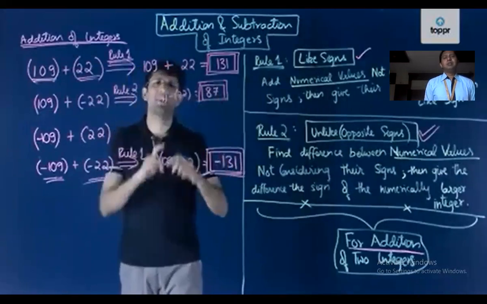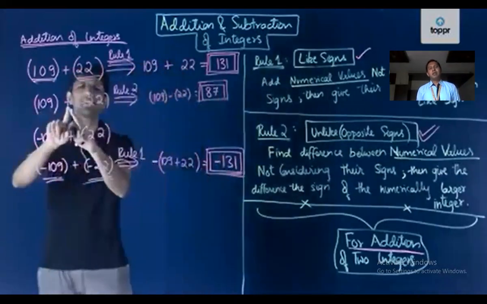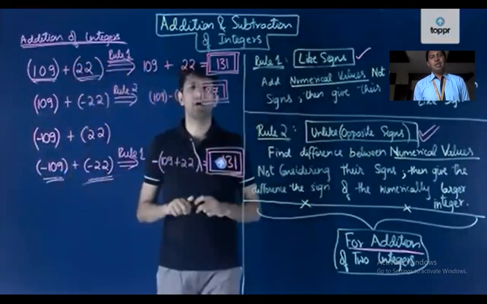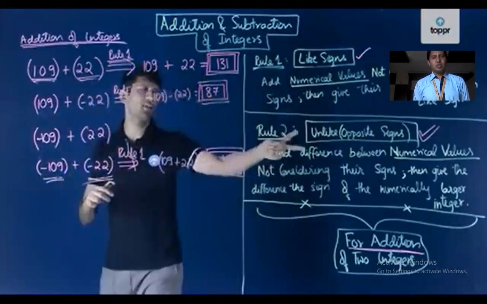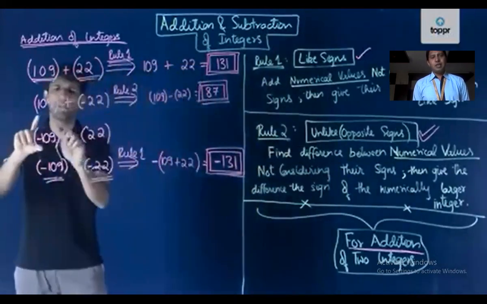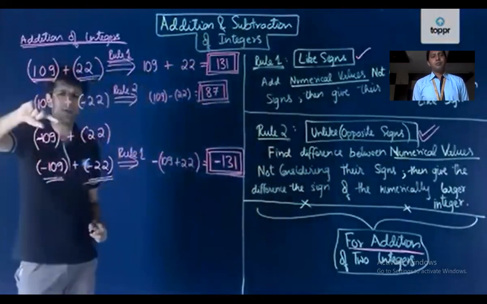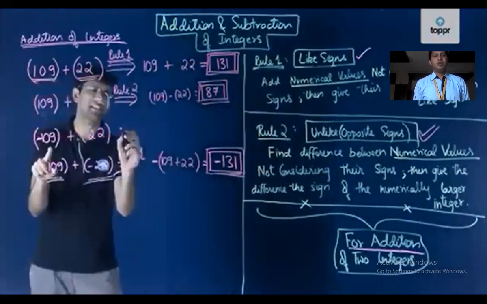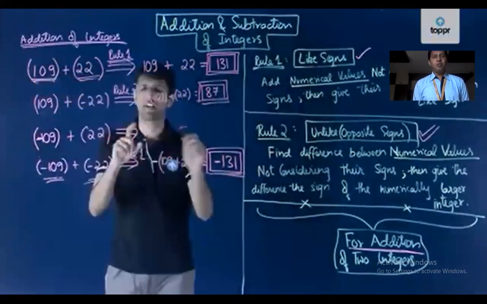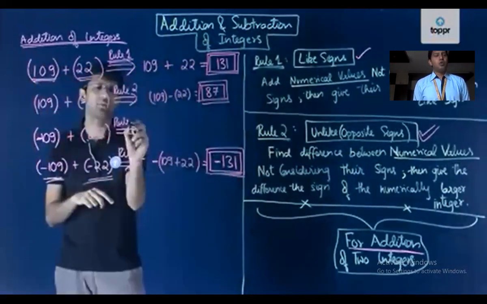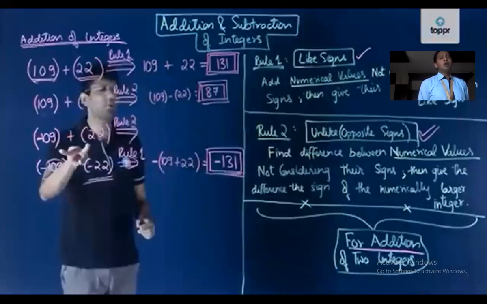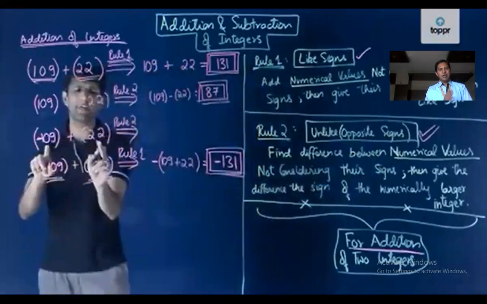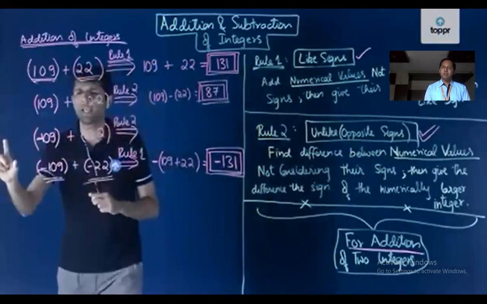Now, we'll consider the last remaining case. The last remaining case is 109 negative and 22 positive. So in this case, 109 is negative and the next number is 22, which is a positive number. So here also we have unlike, opposite signs. We'll apply rule 2 here. In rule 2, again we need to find the difference between the numerical values. Numerical values are 109 and 22. So we need to find the difference between these two.